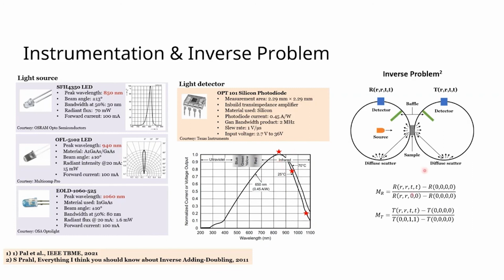The inverse problem was solved using the inverse adding-doubling method proposed by Scott Prahl. This is a Monte Carlo code, and we give the data from the detectors and then we back-calculate the scattering coefficient and absorption coefficient.